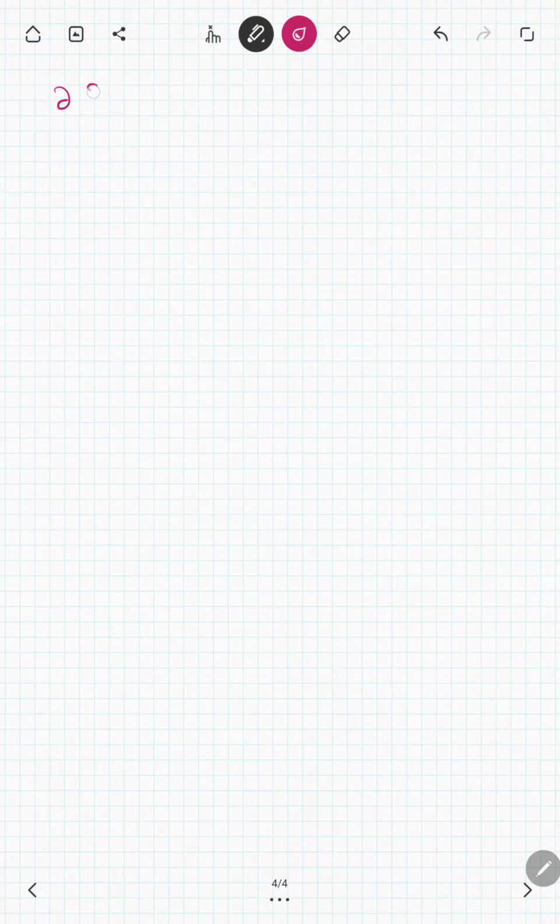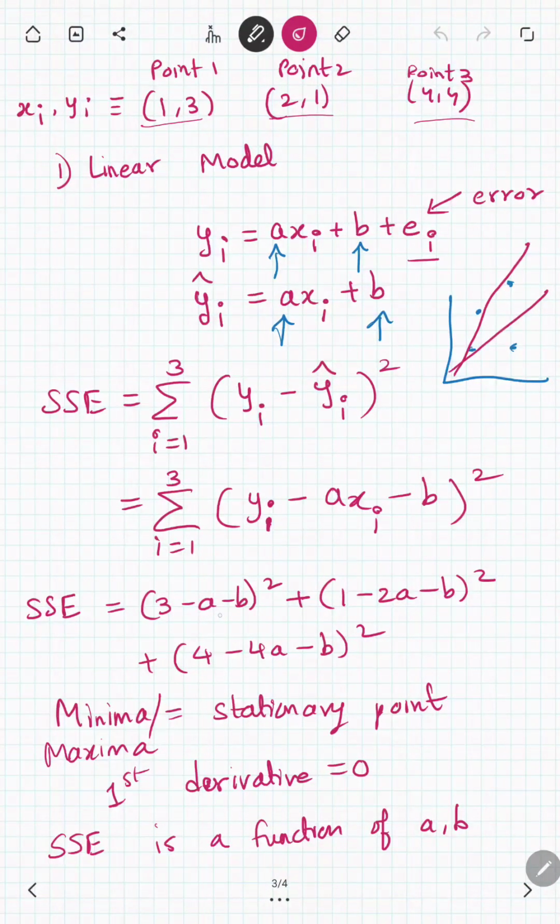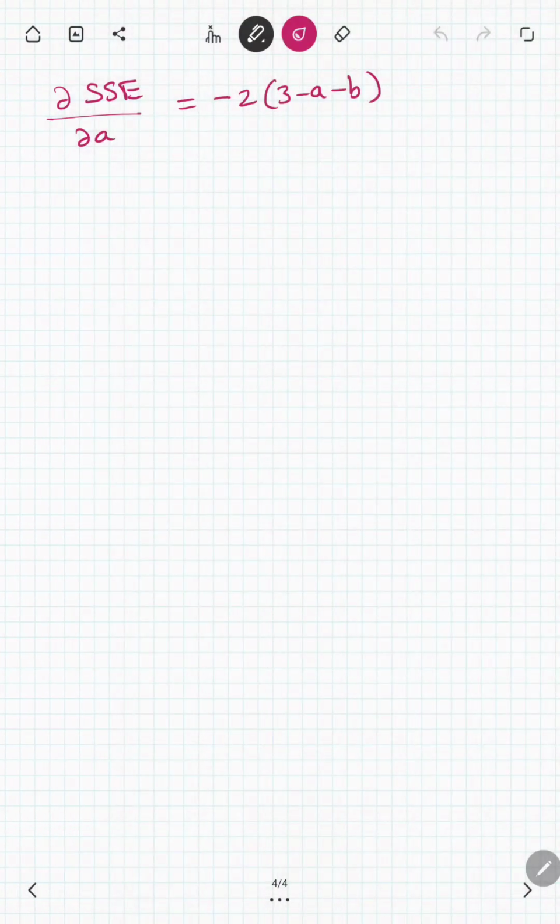So first, the partial derivative ∂SSE/∂a, that is, the partial derivative with respect to a. I'm using the chain rule. You can verify this. Basically the term was (3 − a − b) squared. So it's the square of something, therefore 2 multiplied by that something, then you go inside the bracket. The sign of a is minus, so it is −2(3 − a − b).